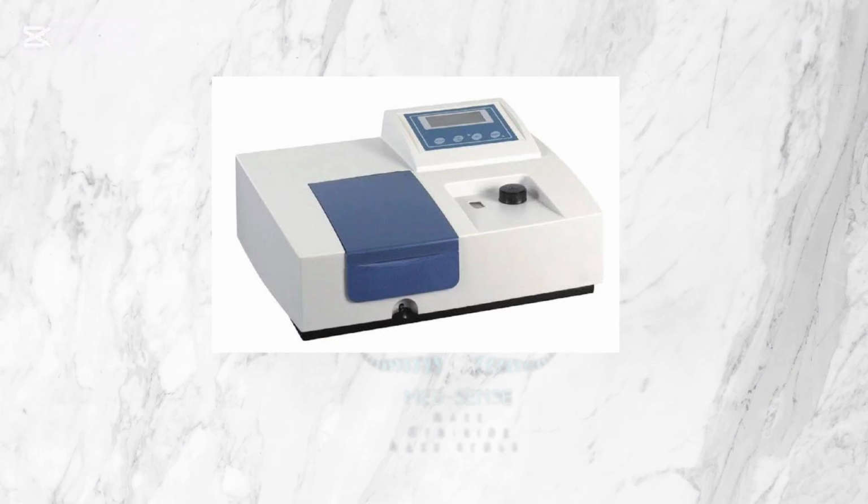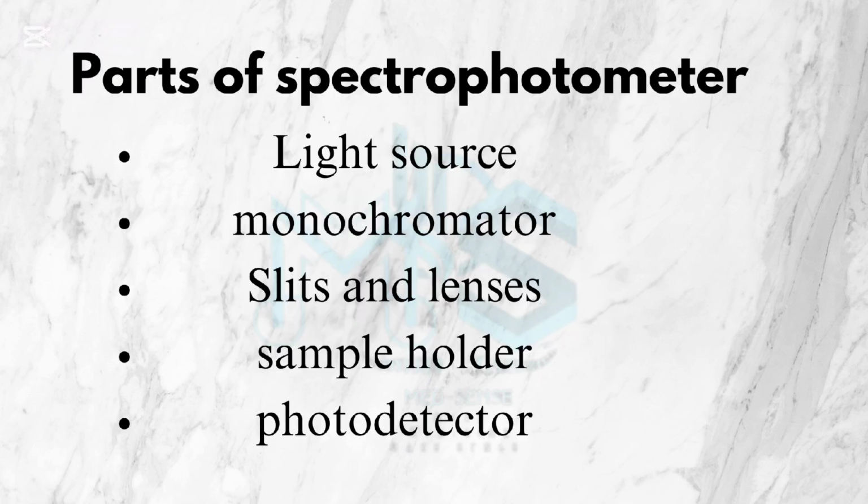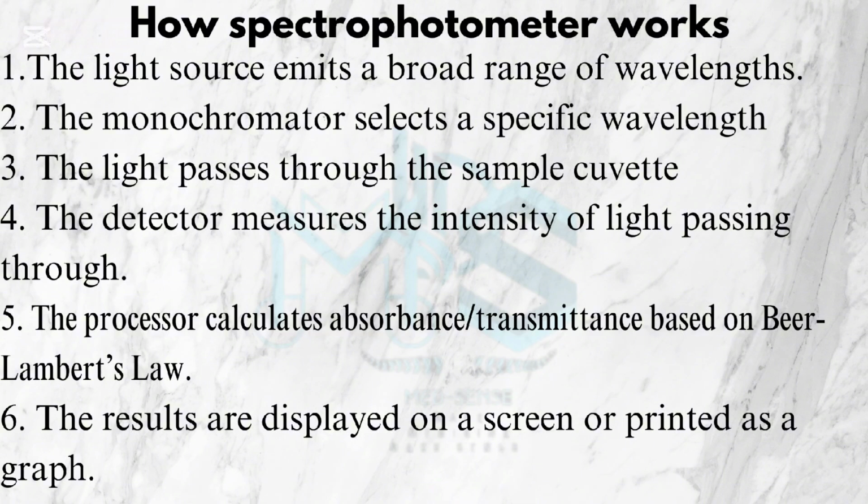Now on the next slide, this is the pictorial representation of a spectrophotometer. The parts of a spectrophotometer, we have the light source, we have the monochromator, we have slits and lenses, sample holders, and photodetector. Now we're looking at how a spectrophotometer works.